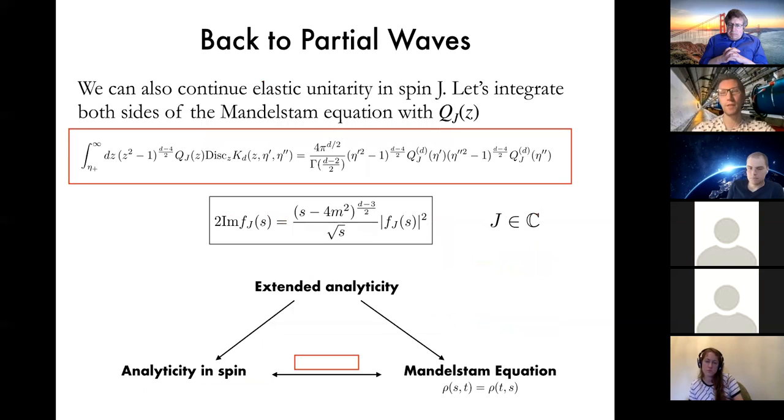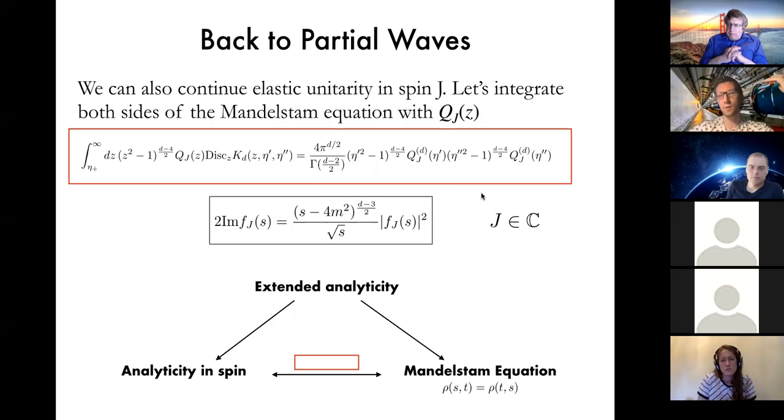Now you might ask, what is the relation between this Mandelstam equation and what I told you about analytic continuation of partial waves in spin? The relation is that if you take the Mandelstam equation and integrate both sides with this Q_j, then this kernel has some magic properties, and it becomes a product. And anyhow, you just recover this equation analytically continued in spin. So the structure I told you is that if you have extended analyticity, you have analyticity in spin, and you have elastic unitarity continued in spin. You can also derive Mandelstam equations, and the two are related by this integral transform above.